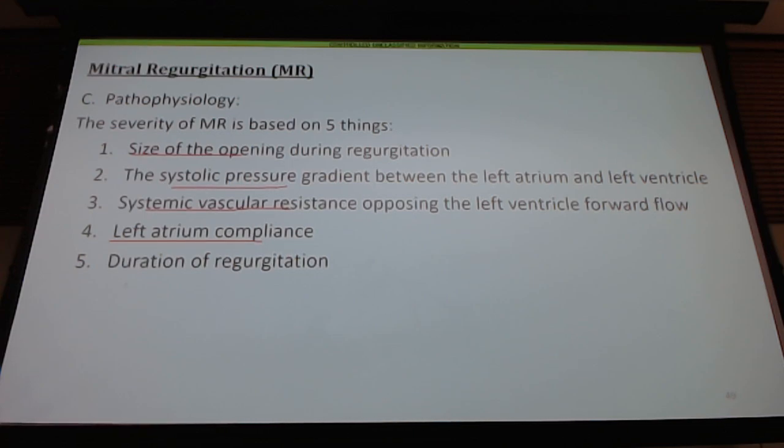And then the duration of regurgitation. So is this mitral valve prolapse where the prolapse doesn't occur until the end of systole, and now I only have 3 milliseconds that it could regurgitate? Or is this happening the full duration of systole, and now you have that 300 milliseconds that regurgitation could occur? Okay. So the duration of that regurgitation will impact how much flow and how much regurgitation actually occurs.